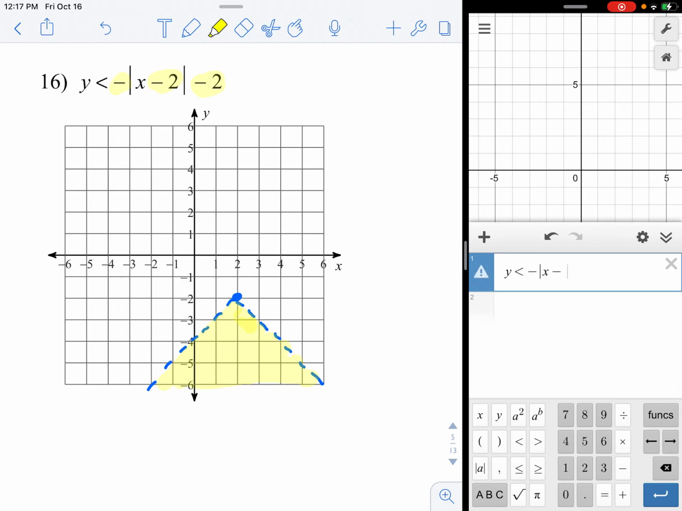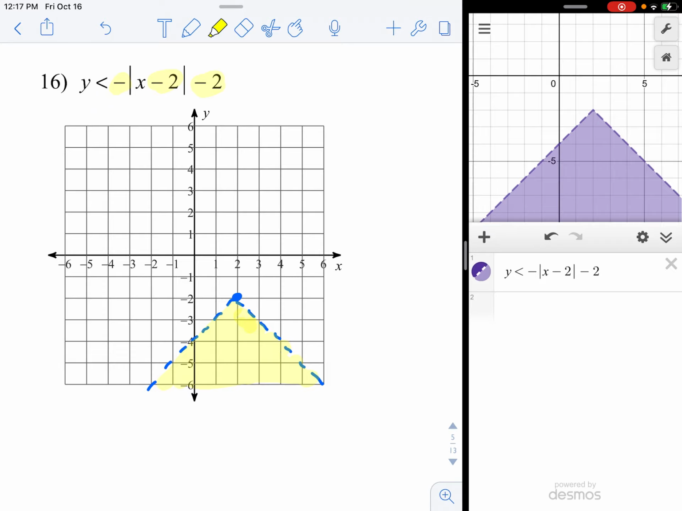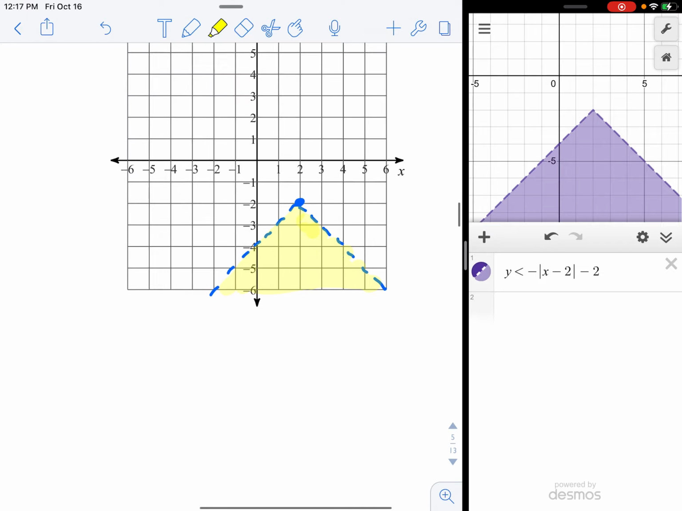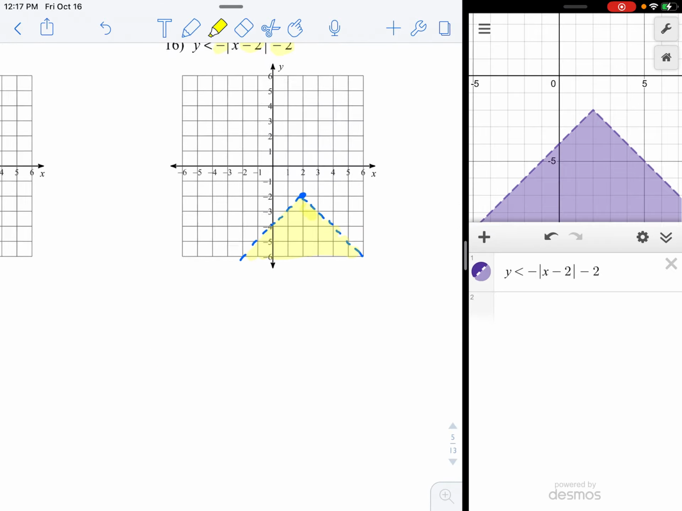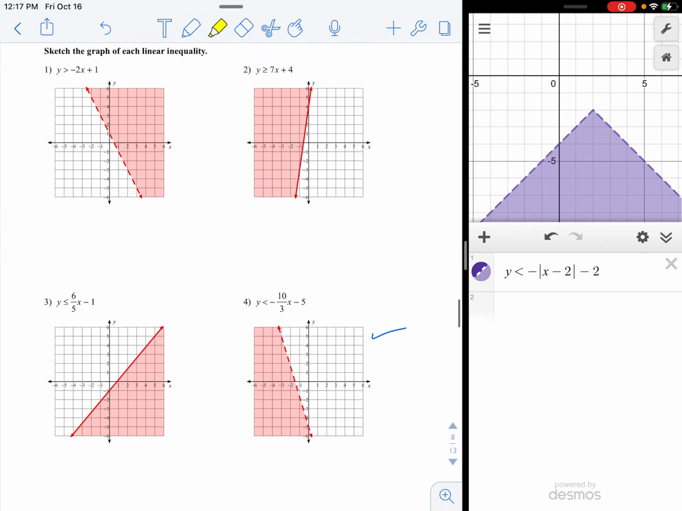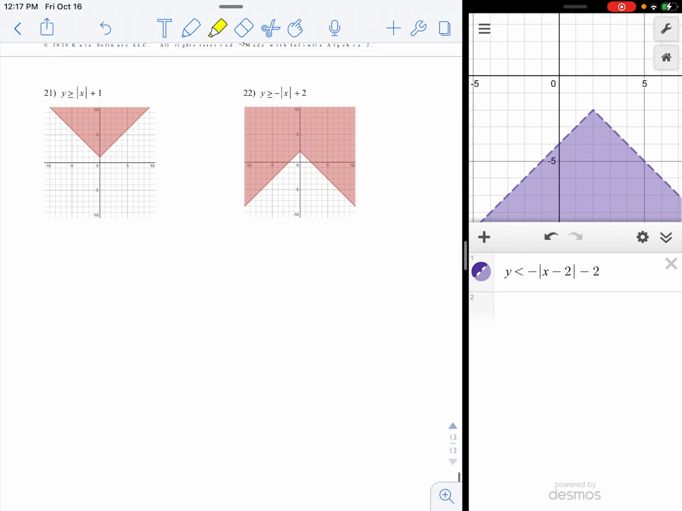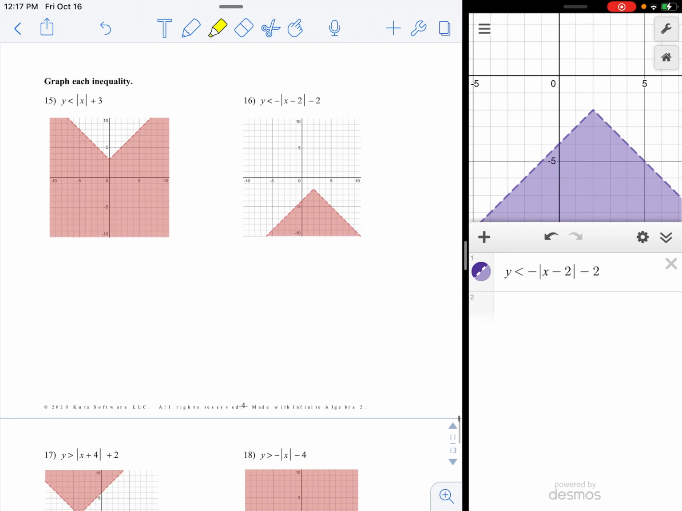All right, so let me actually use the calculator to do this, though. X minus 2, and then outside here, minus 2. I'll refocus the graph, and there it is. It's the exact same graph. Check number 16. At this point, I shouldn't even need to check it, but I'll just be consistent. And there it is.